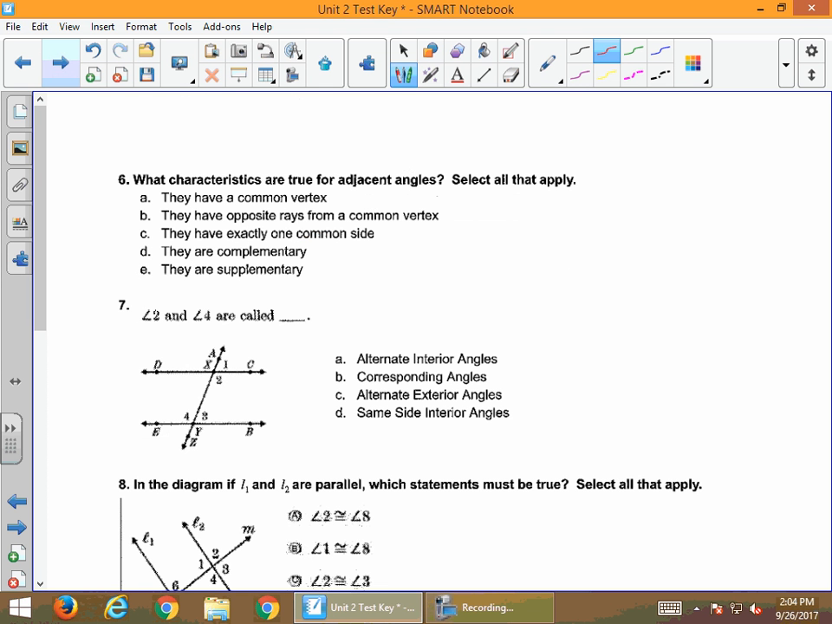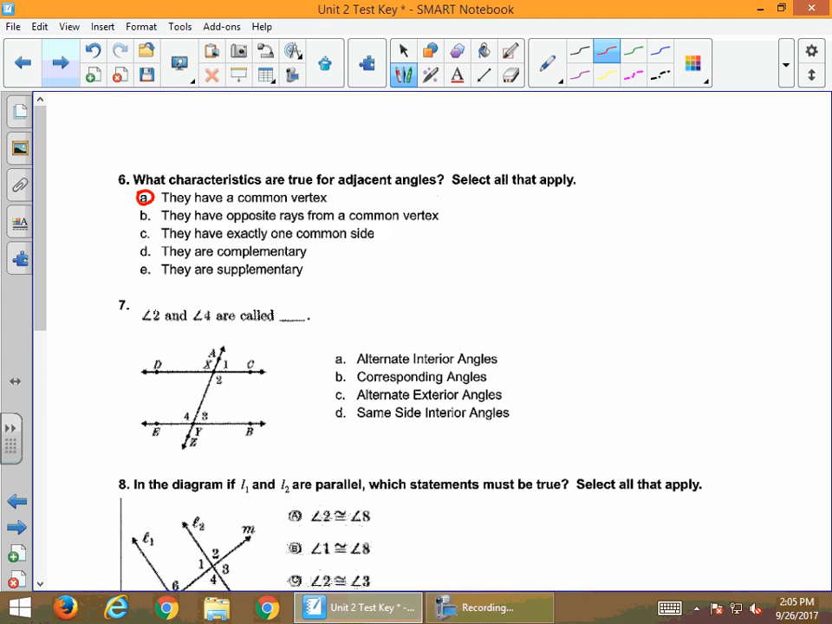And go ahead and turn it over to the back. What characteristics are true for adjacent angles? We need to select all of them that apply, and you had to get just the right ones. If you had the right ones plus more, this did get marked wrong. There are 2 things on here that are true. Do they have a common vertex?